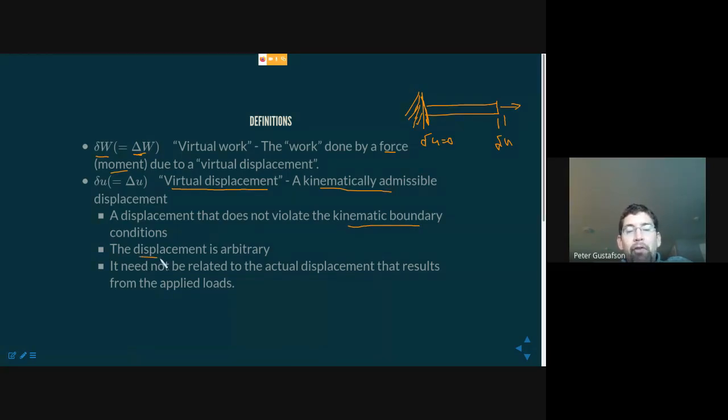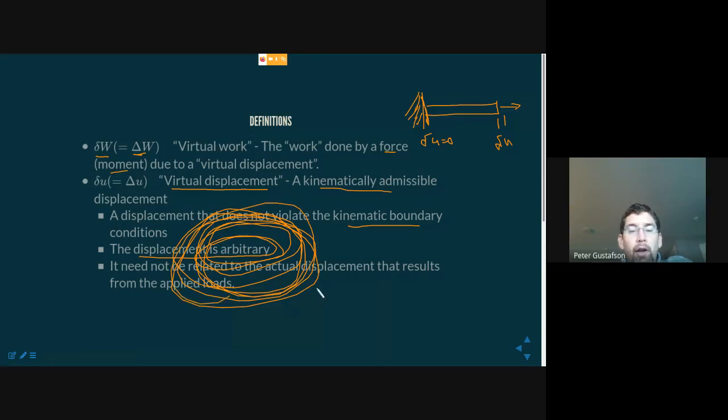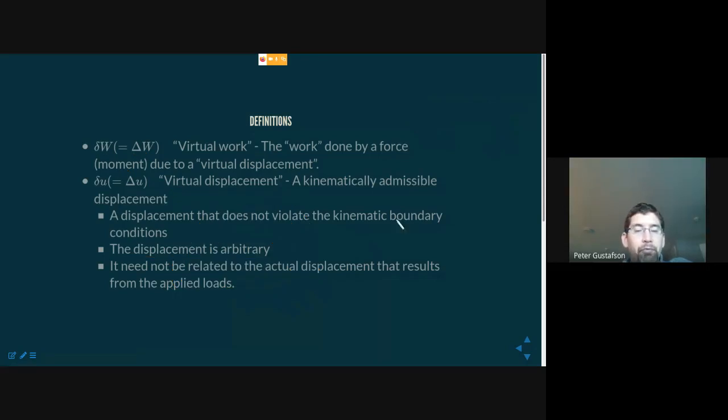Now, as I mentioned, this displacement is arbitrary. This idea of it being arbitrary is so important. I'm going to circle it in big, big circles 10 times. It is arbitrary. We don't know what its magnitude is. We can just imagine that an increment of displacement has occurred. So this is kind of a parenthetical displacement. It doesn't need to be related, at least in magnitude, to any of the actual displacements that result from the applied loads.